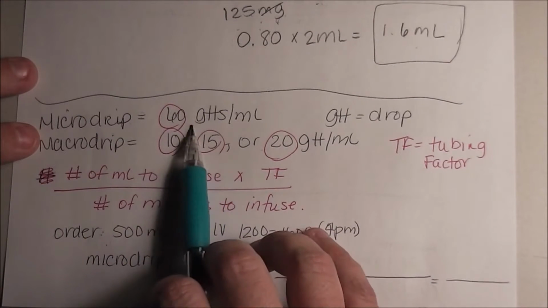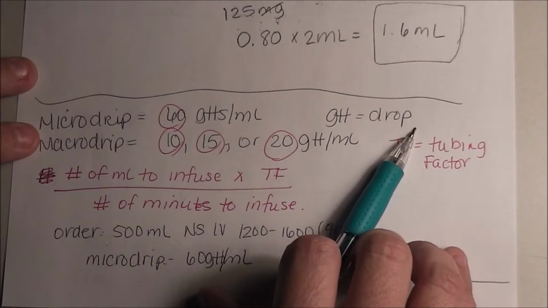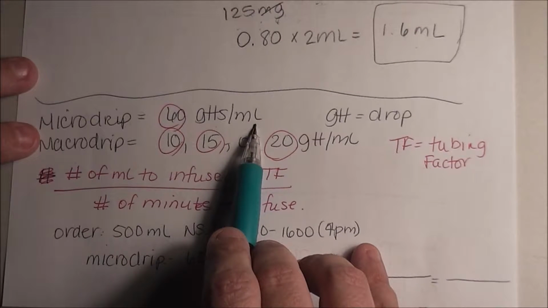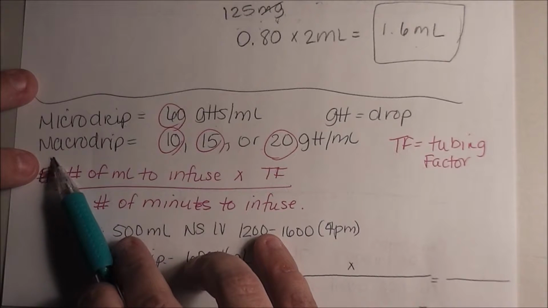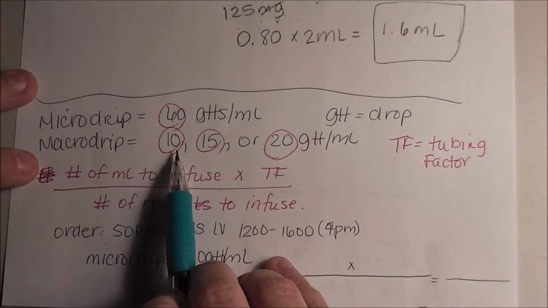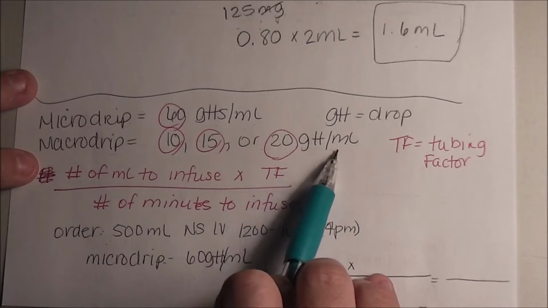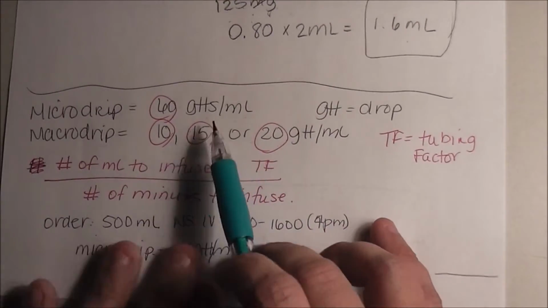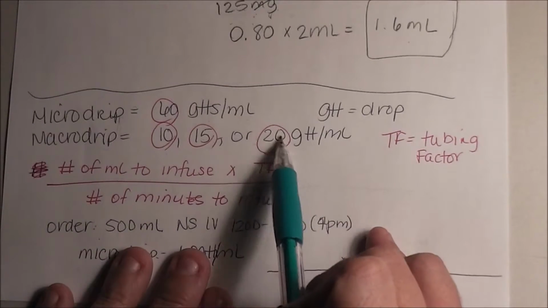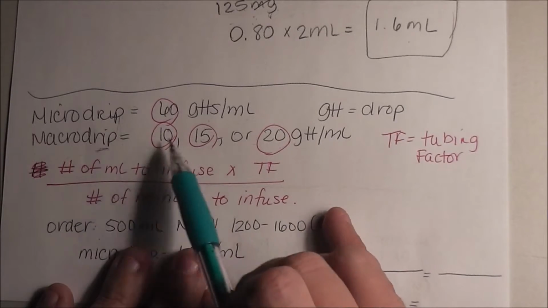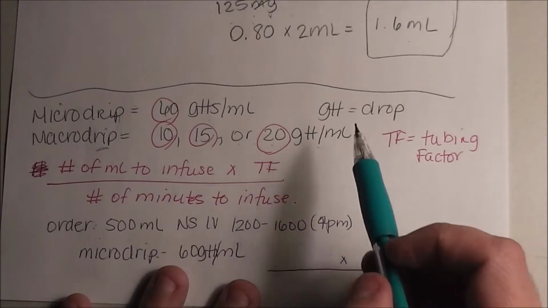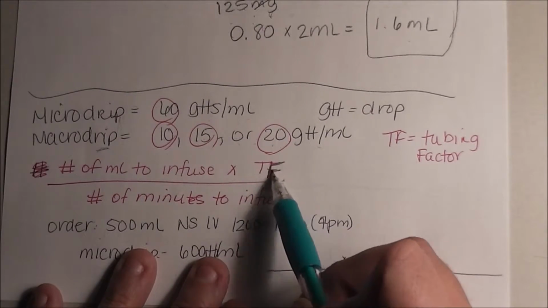So it takes 60, because GTT or GTTS is drop or drops. So it takes 60 drops to make a milliliter. Your macro drips, think of it as a macro drop, a large drop, only takes 10, 15, or 20 drops to make a milliliter. That's the difference. It doesn't have to do with the numbers. Macro does not mean large number, it means large drop or drip, which then means it takes less of them to make a milliliter, okay?